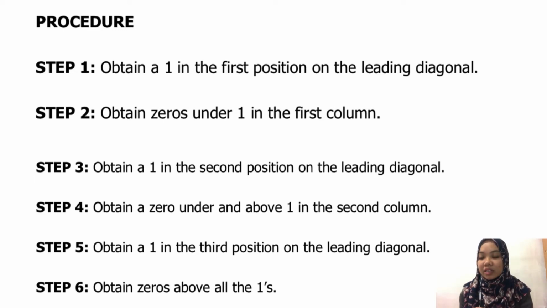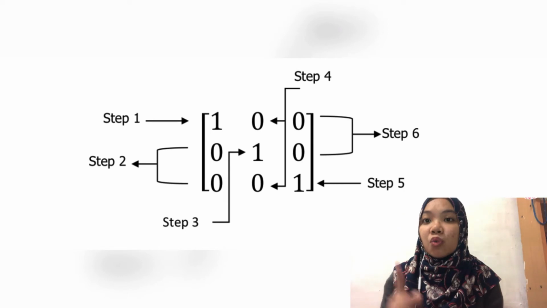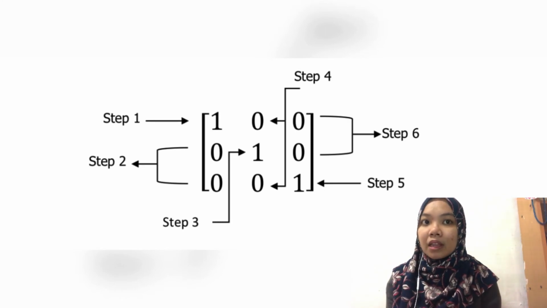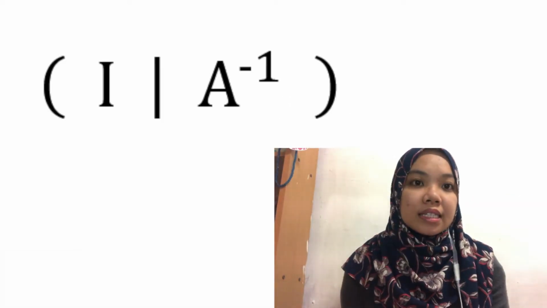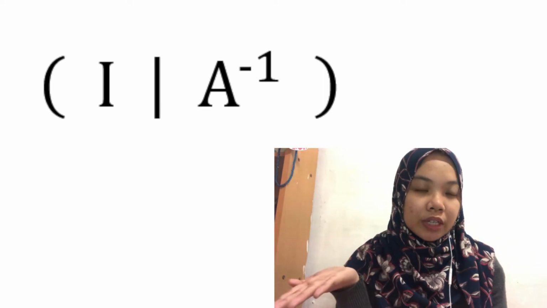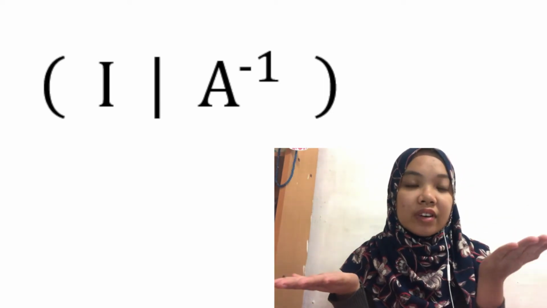to find its inverse. Step 1, we have to obtain 1 in the first position on the leading diagonal. Step 2, we obtain zeros under 1 in the first column. Step 3, again we obtain 1 but in the second position on the leading diagonal. And step 4, again we obtain 0 under and above 1 in the second column. Step 5, we obtain 1 but in the third position on the leading diagonal. And step 6, we obtain 0 above all the 1s. After doing all those 6 steps, we will get the identity matrix on the left hand side and its inverse on the right hand side.